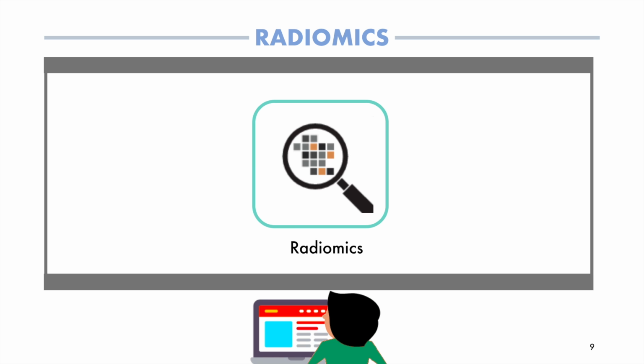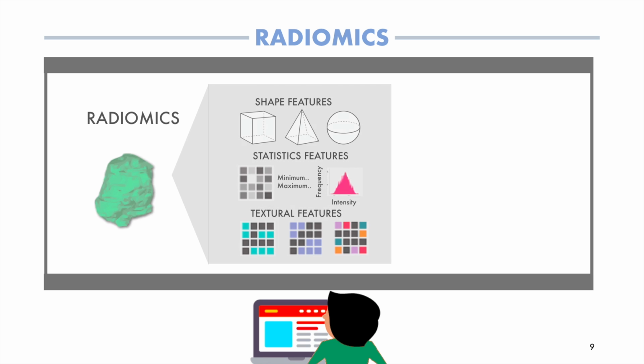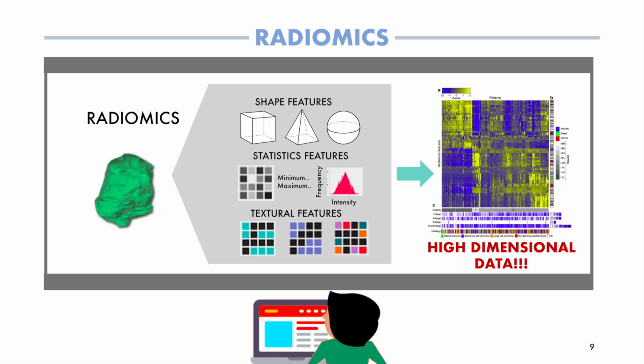What do we have in radiomic data? It consists of shape features, statistic features, and textural features. So, the MRI is not just an image. It's now become a very high-dimensional data.